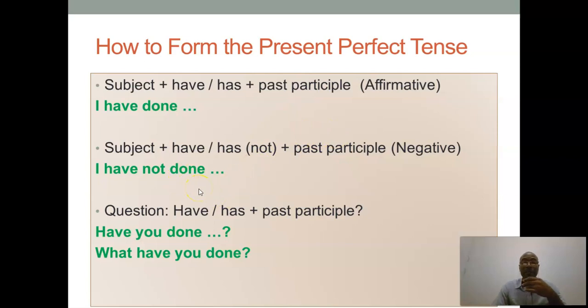In questions, remember we use the auxiliary before the subject in a question. So you still have have plus past participle. For example, have you done? Okay, the subject is you, so the auxiliary have comes before the subject. What have you done?